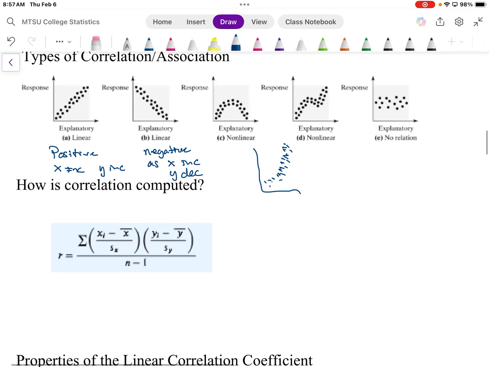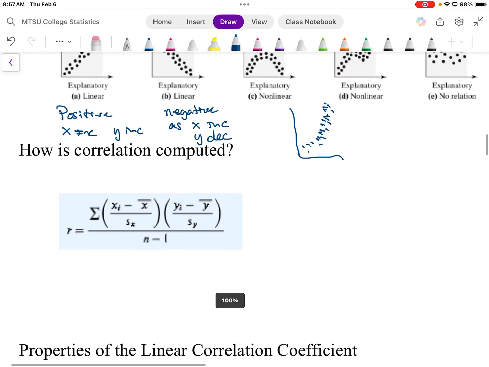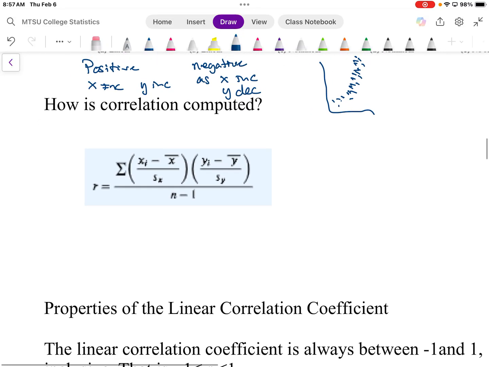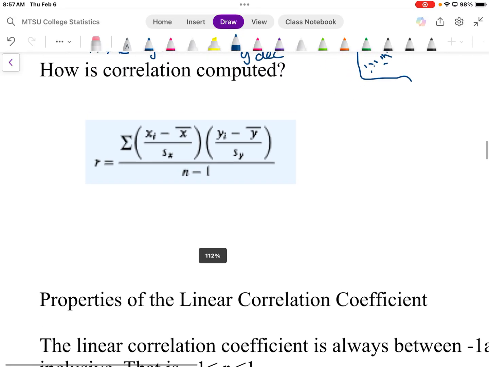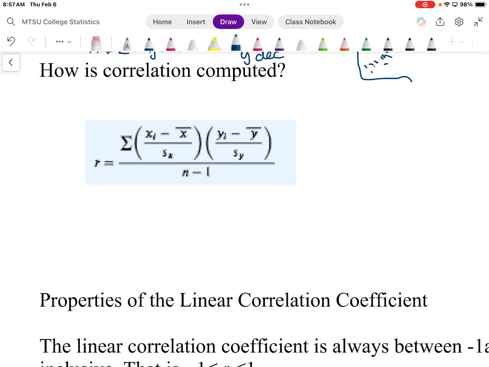How is the correlation computed? Here is the fancy formula. That's what I was talking about: you may want to put this on your note card, on that note sheet, just in case you have to calculate that R value by hand. I have one way to show you how to do it by calculator eventually, but that's when they give us the whole data set.